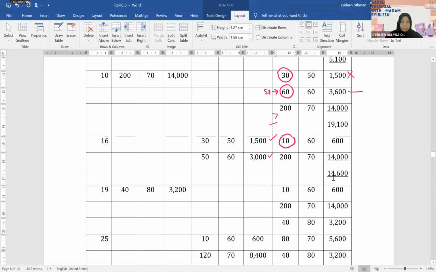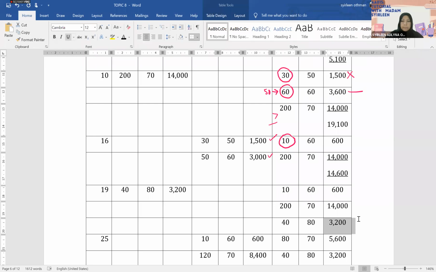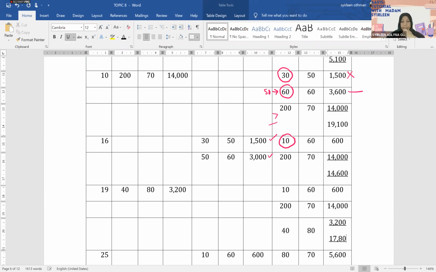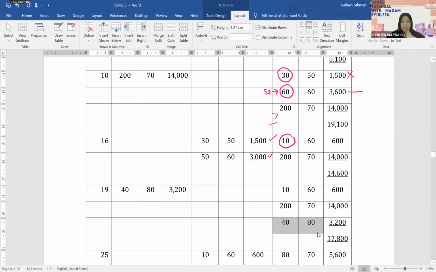Okay, so kita ada 14,600 inventory di tangan, and then you bought again on the 19th. Okay, so tadi kita ada batch yang pertama 10 unit, batch yang kedua 200 unit, and then batch yang ketiga kita ada 40 unit. Okay, so earlier it was 14,600. Now kita beli lagi 3,200. Okay, so your balance on the 19 will be 17,800 ringgit. Okay, so that is your inventory until 19 hari bulan.